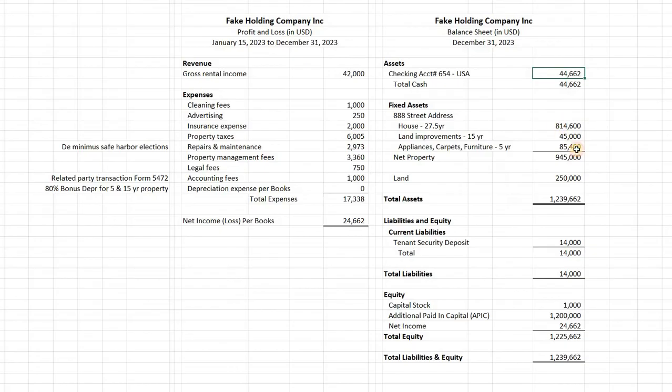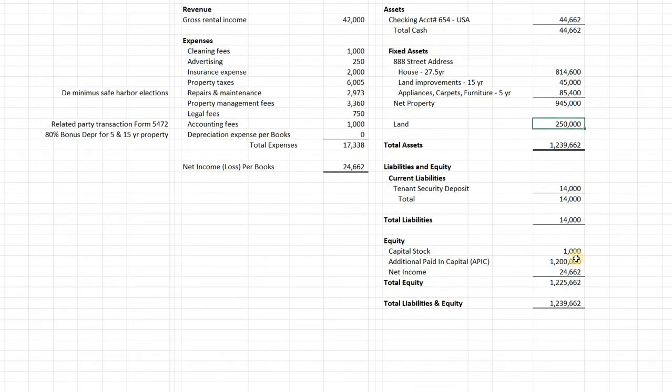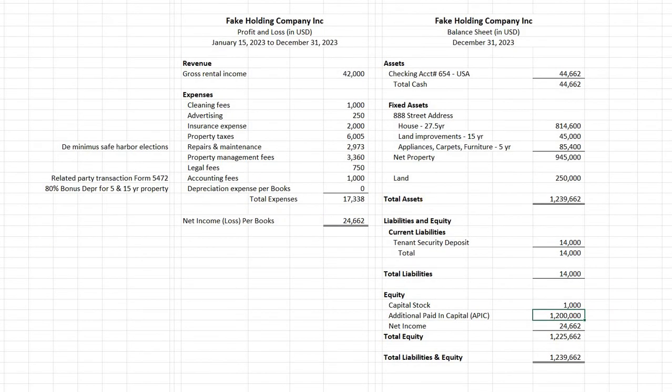We've got the fixed assets section here, right? The house, the land improvements, the appliances, carpets. So all of these items were broken out from the purchase price because we can claim bonus depreciation on these items, right? So the house is depreciated straight line over 27 and a half years. But if you've got these other types of items, furniture, fixtures, other improvements that are sub 20-year property, you can make them eligible for bonus, right? And so that's why we have them separated. And then, of course, land is not depreciable, all right? So land has to stick out there on its own. Security deposit, equity section for the capital stock and the APIC. So pretty straightforward here, all right?